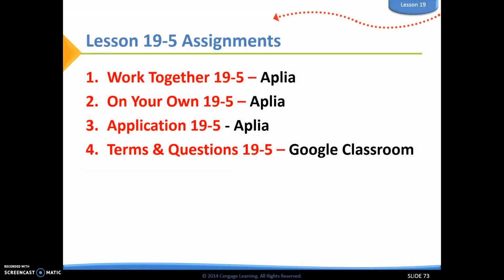So we are ready to go over and practice the double declining method in Aplia. So I'll meet you over there for our 19.5 work together.